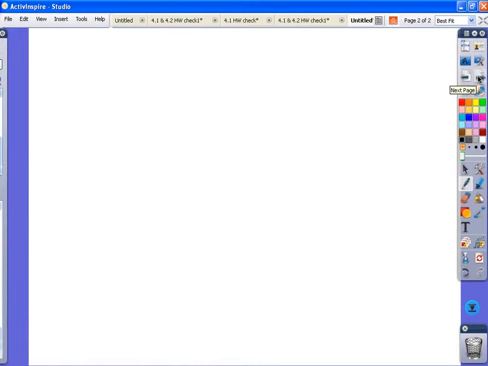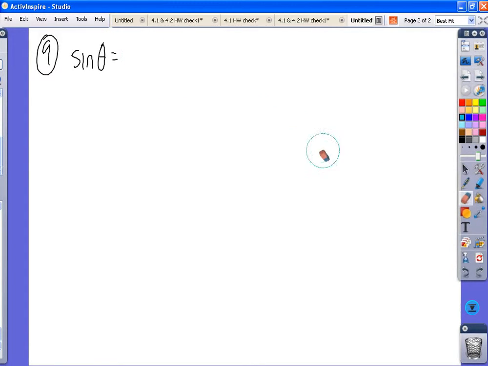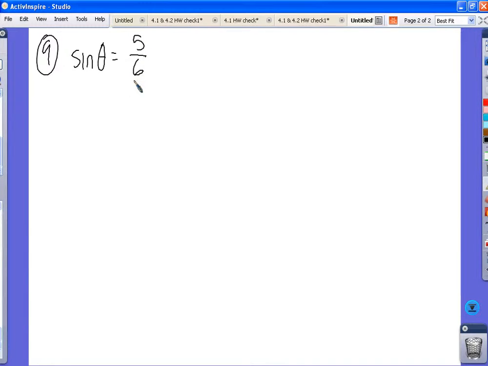But let's look at this a little differently. If all they tell us is that sine of some angle is 5 over 6, how could we use that fact to find all the other five trig ratios? Opposite over hypotenuse, so you can do what with that?